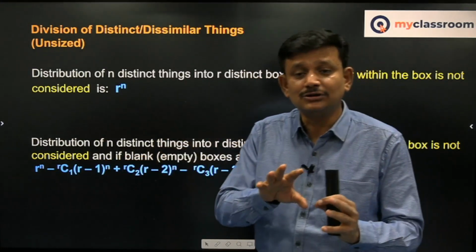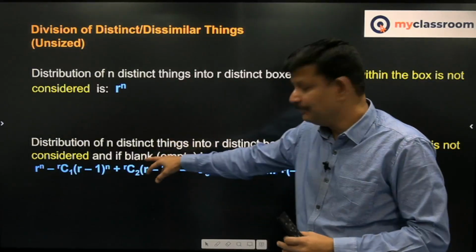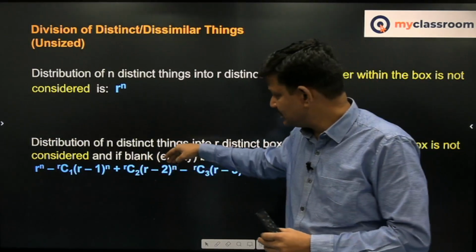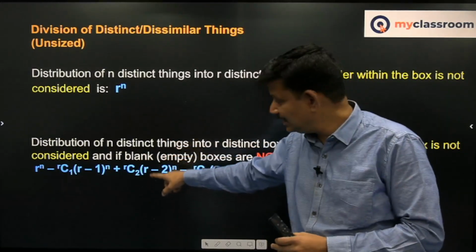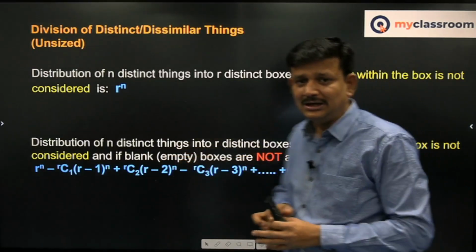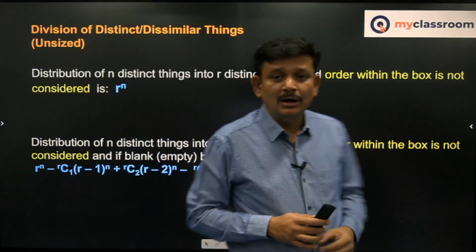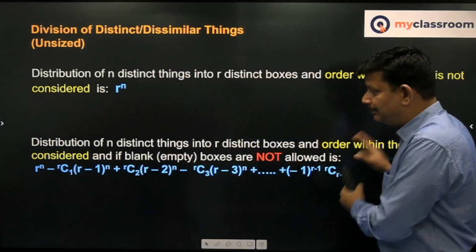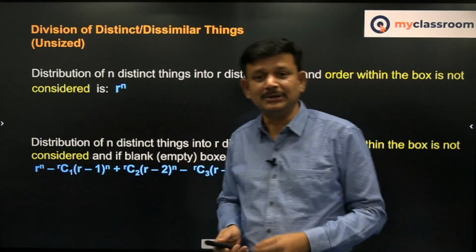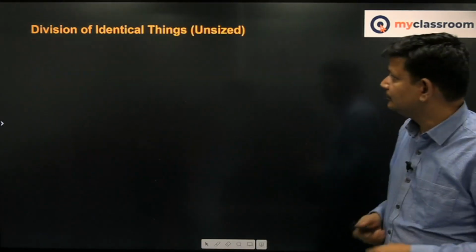And in the inclusion and exclusion principle you will be subtracting the excess. So you have to add the cases where two boxes were empty, select the two boxes RC2 and distribute among the remaining R minus 2 boxes, R minus 2 power n, and so on, continue till the boxes are empty, with alternate plus minus signs. So whenever empty boxes are not allowed, you have to use the inclusion exclusion principle. Inclusion exclusion principle, you will have an exclusive video on it.